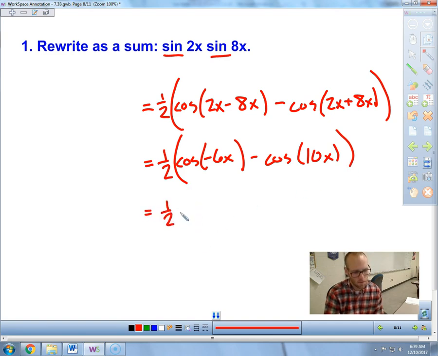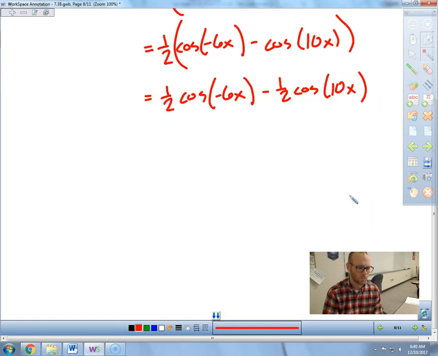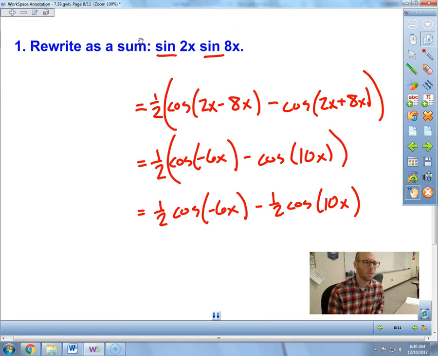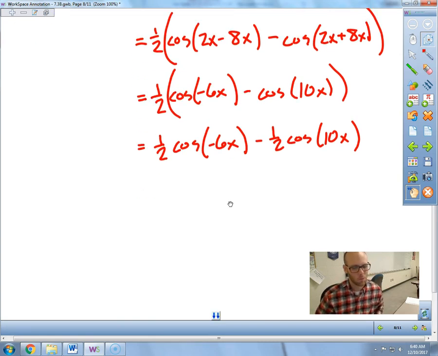So this is 1/2. I'm going to distribute that 1/2. I don't like those big parentheses. Cosine of negative 6x minus 1/2 times the cosine of 10x. Now, taking a look at this, that's pretty good. We kind of accomplished what we needed to accomplish. We rewrote this product as a sum. One more thing that I would do here, I'm just not a fan of taking the cosine of negative angles.